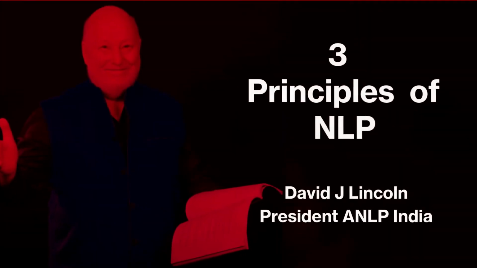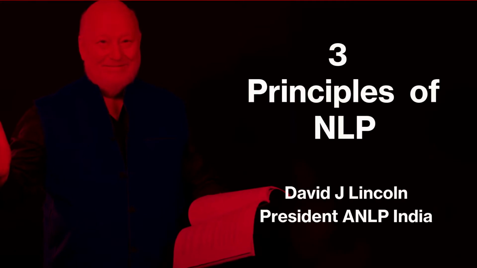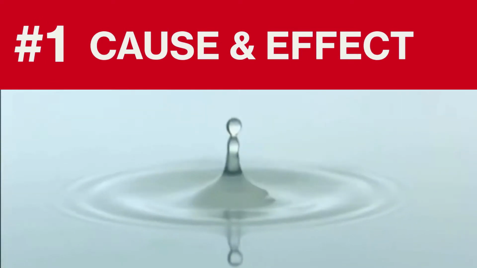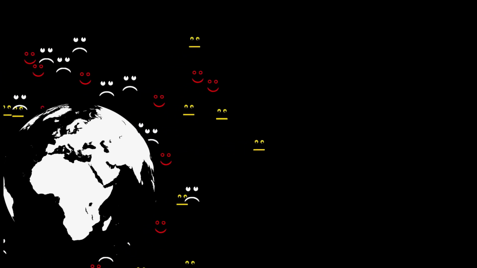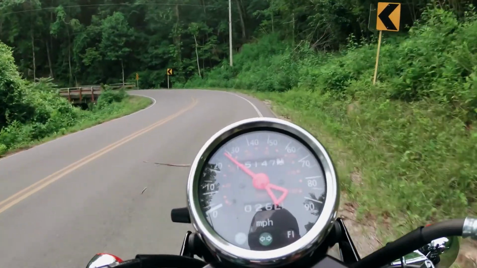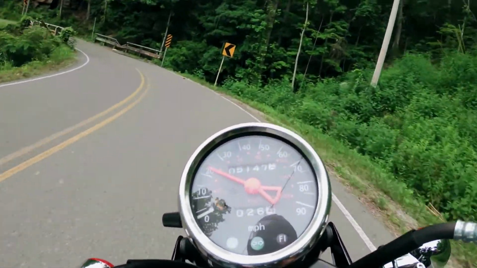Hello, today we're going to talk about the 3 principles of NLP. And to start with, we're going to talk about cause and effect. Now, I think most of us have a basic understanding of the phrase cause and effect, being that something happens, and because of this happening, there is an effect.